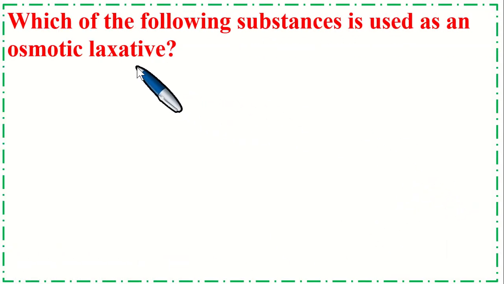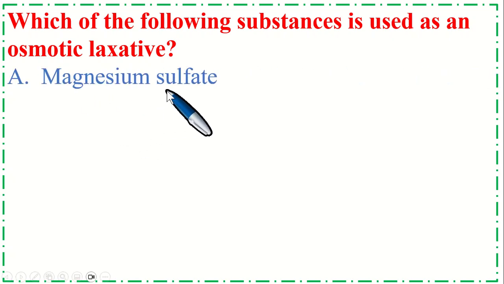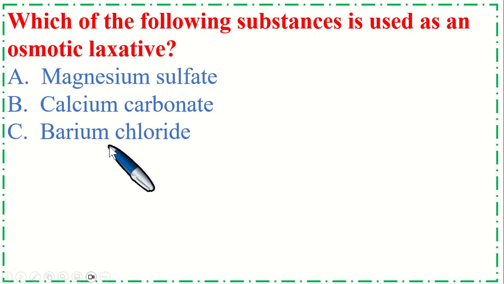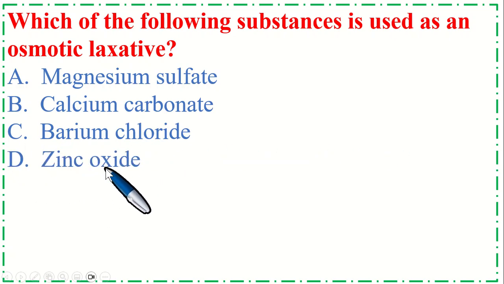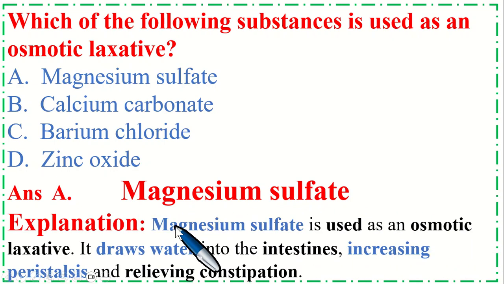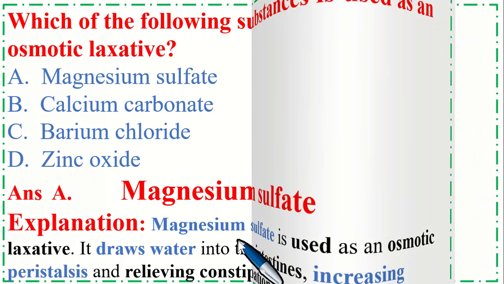So this is very important MCQs. Which of the following substances is used as an osmotic laxative? Option A, magnesium sulfate, B, calcium carbonate, C, barium chloride, and option D, zinc oxide. So the correct option is A, magnesium sulfate. Magnesium sulfate is used as an osmotic laxative. It draws water into the intestine, increasing peristalsis and relieving constipation.